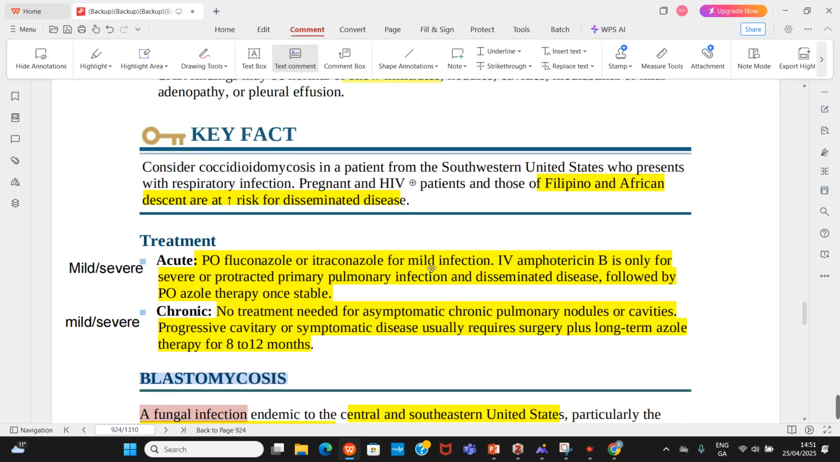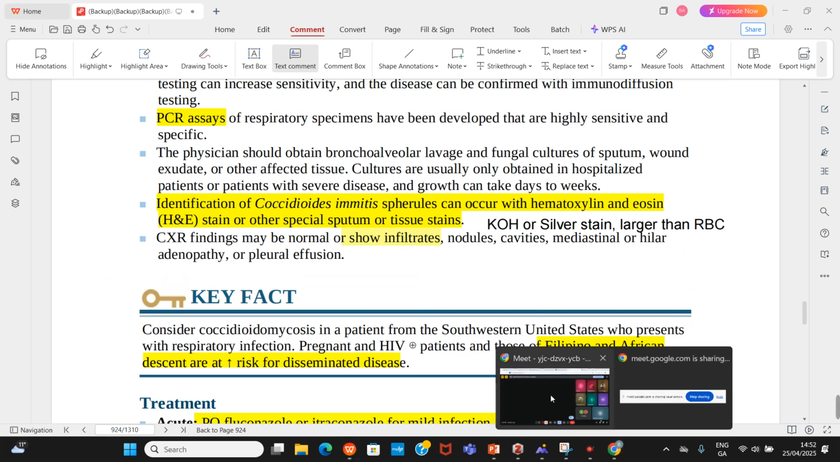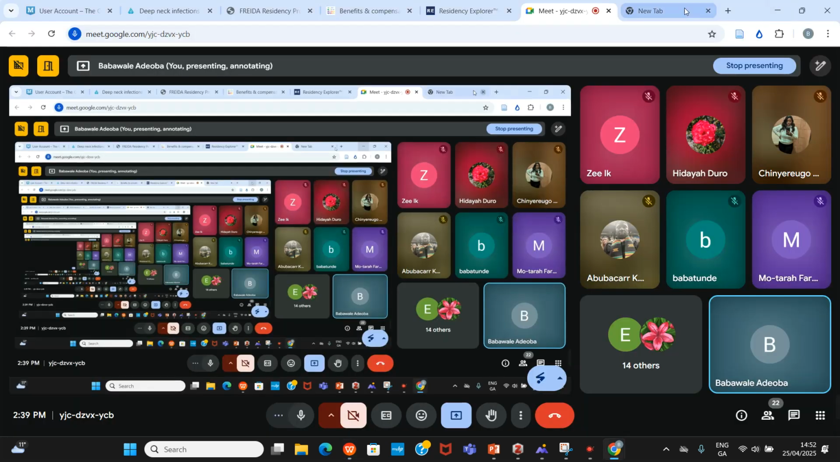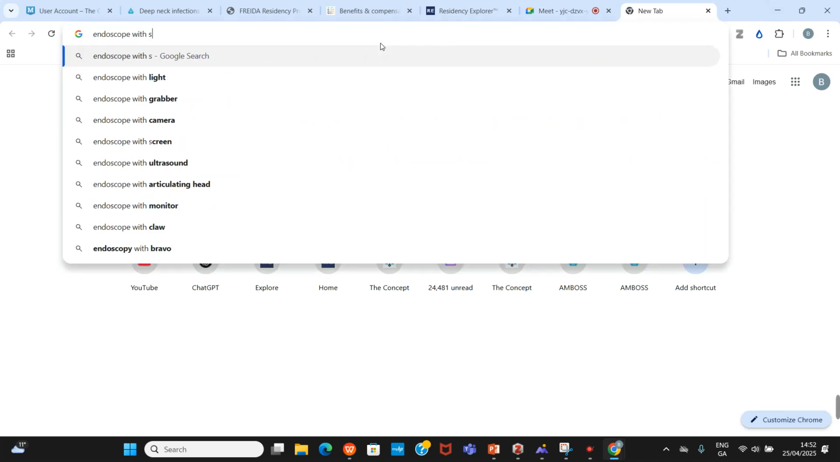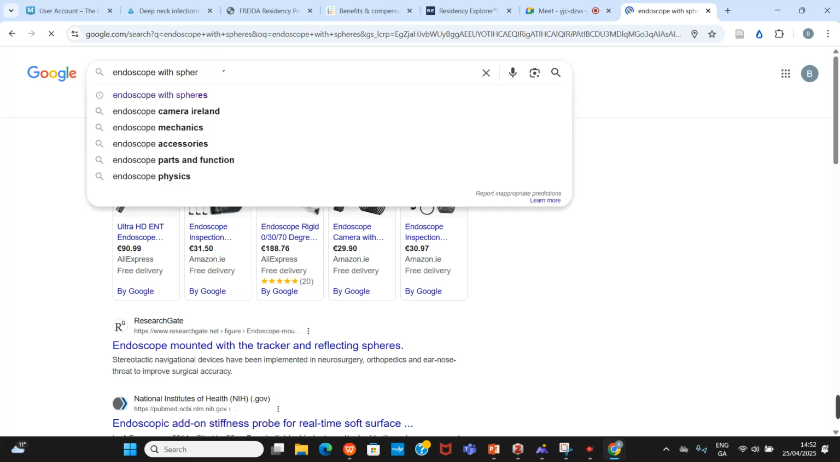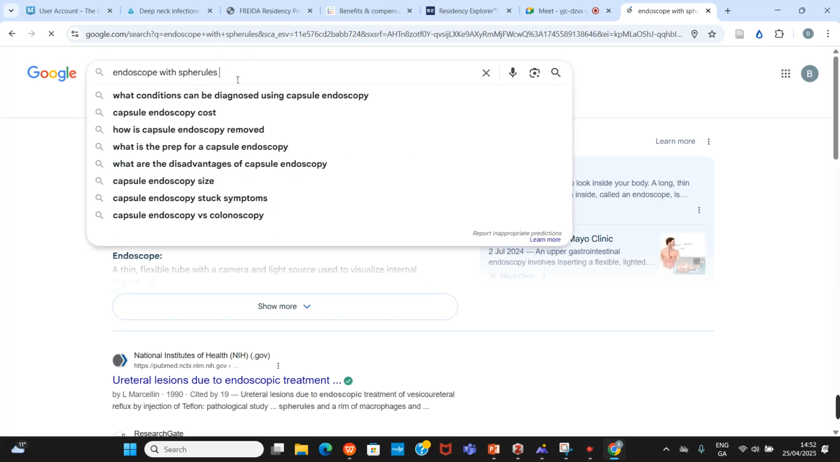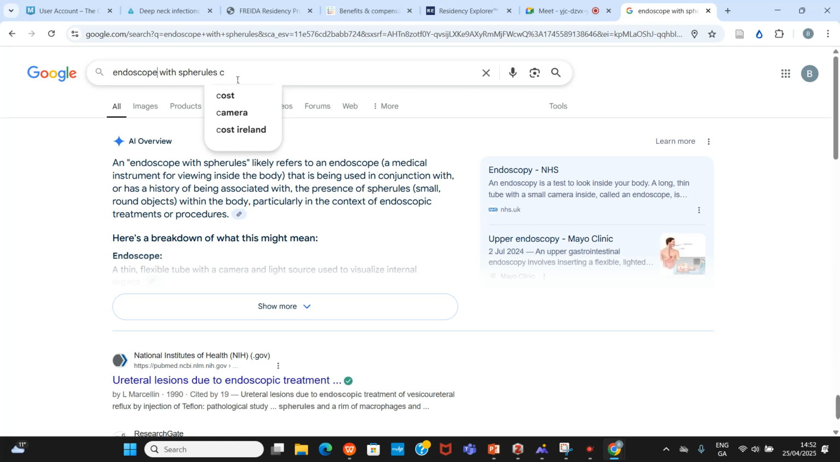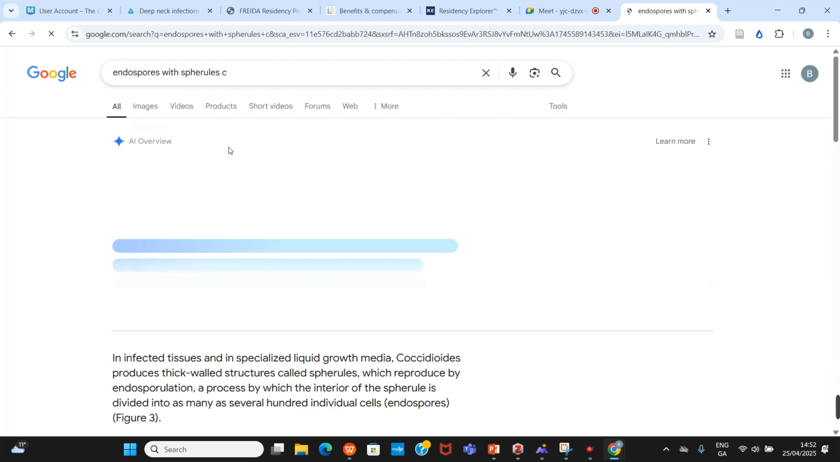So let us see. We don't have an image yet. So once they tell us that we are seeing endospores with spherules, we should think about coccidioidomycosis. So let us just remind ourselves of the way it looks. I know that we are all familiar with it from our Step 1. Endospores, endospores with spherules, spherules with endospores.